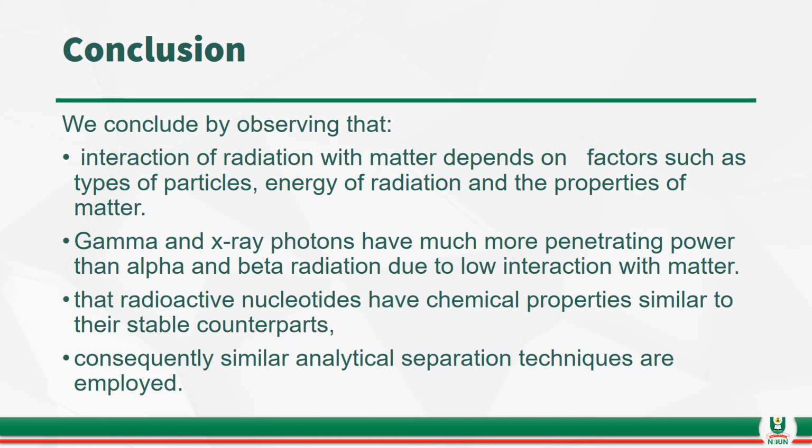In conclusion, we therefore conclude by observing that interaction of radiation with matter depends on factors such as the types of particles, energy of radiation, and the properties of matter. Gamma and X-ray photons have much more penetrating power than alpha and beta radiations due to low interaction with matter. Radioactive nuclides have chemical properties similar to their stable counterparts. Consequently, similar analytical separation techniques are employed.